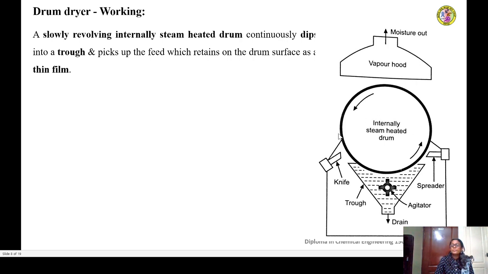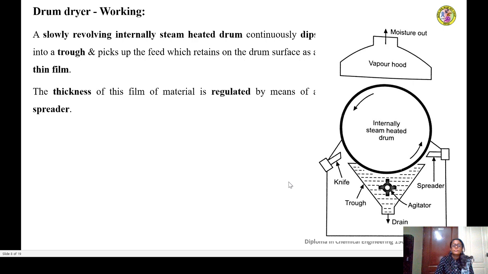The rotating drum continuously dips into the trough that contains the slurry. When it dips like that, it picks up the material onto its surface, which gets retained as a thin film. The thickness of this film of material is regulated by means of a spreader. This spreader decides the thickness of the film that will be carried in the upper direction. By adjusting the position of this spreader, you can either reduce or increase the thickness of the film.